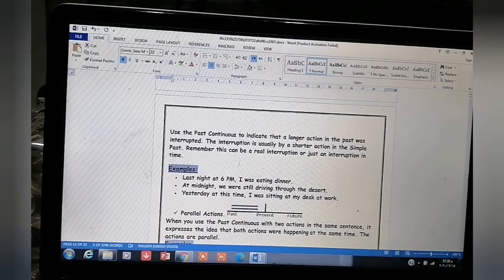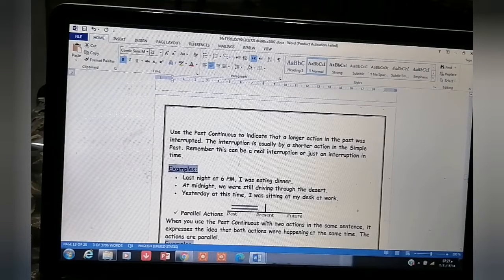look at the examples. 1. Last night at 6 p.m. I was eating dinner. 2. At midnight we were still driving through the desert. 3. Yesterday at this time I was sitting at my desk at work. Okay?